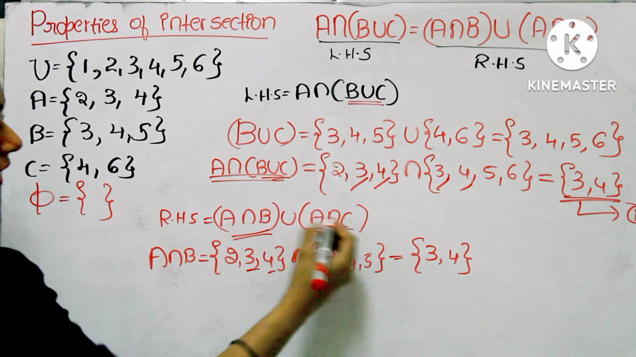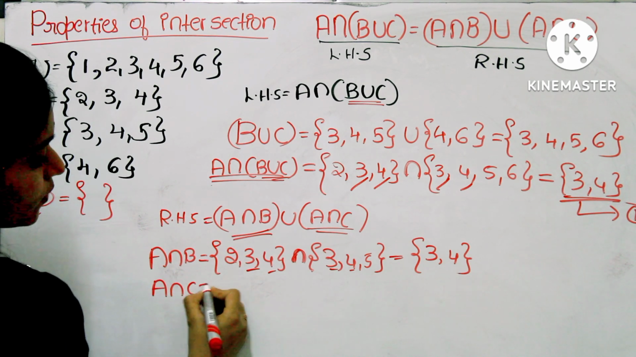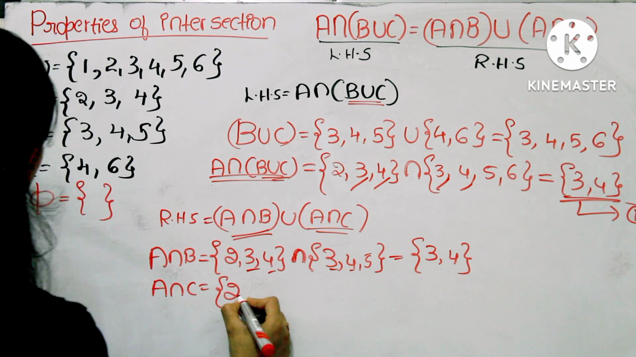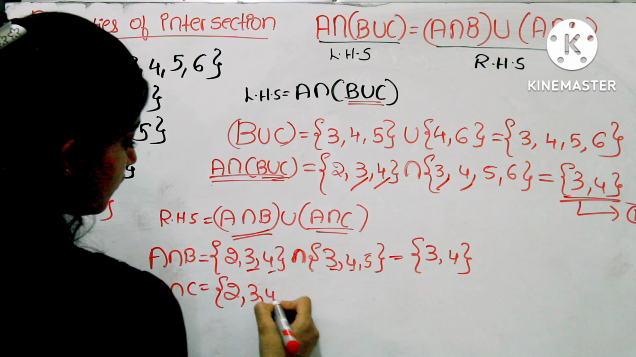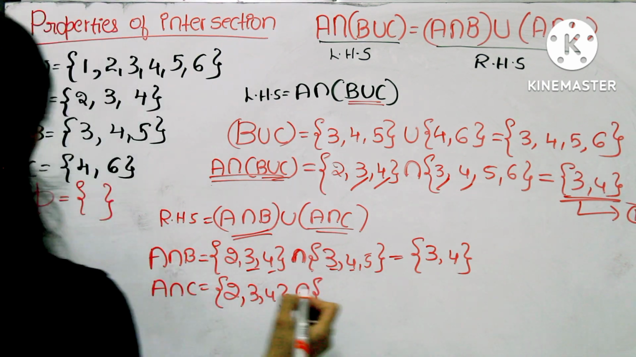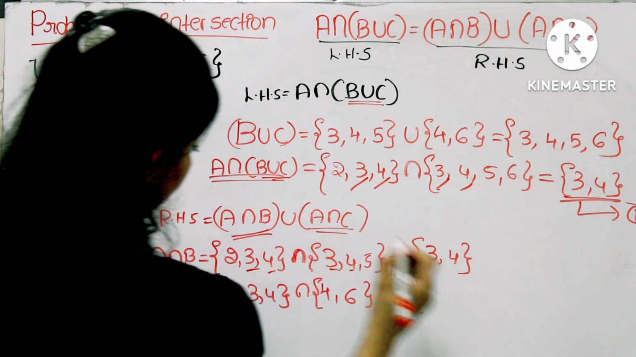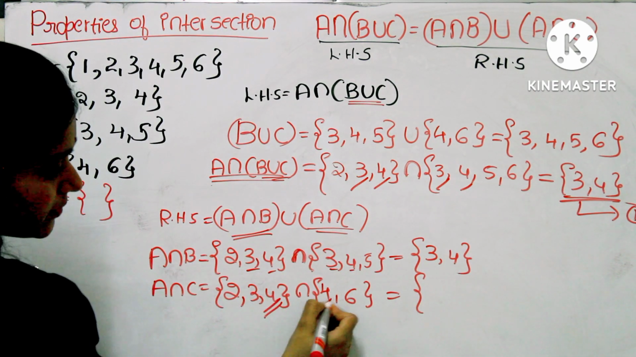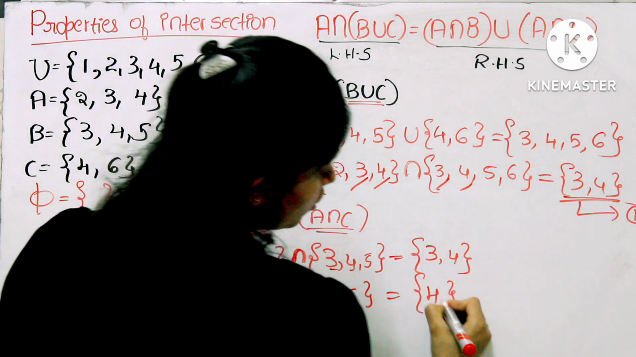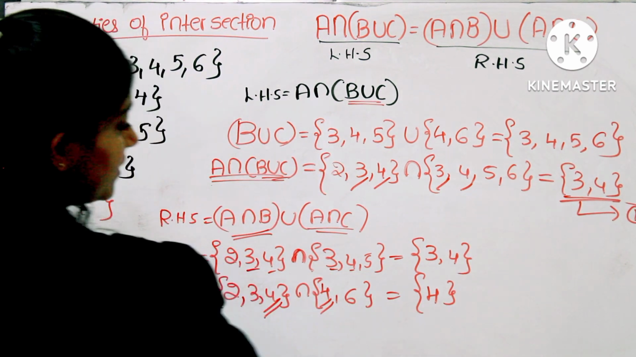Similarly, we have A intersection C. What is the value of A? 2, 3, 4. Intersection. What is C? 4, 6. Again here we have to find common terms. What is common here? 4 is common.